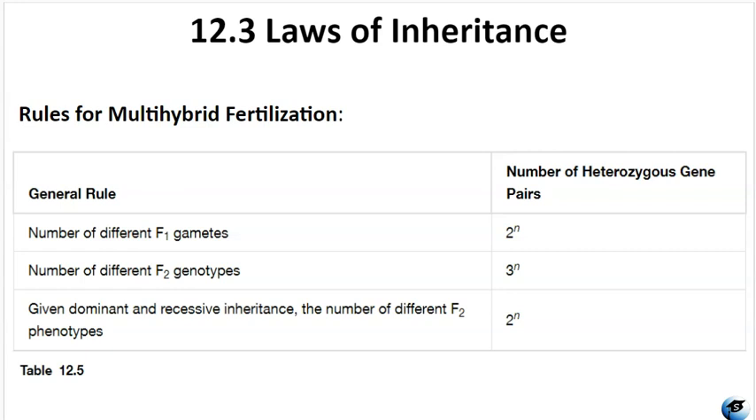Here's a table that can help you when you're looking at things that have more than 2 crosses. These are the methods and rules that help us to predict the genotypes and phenotypes of offspring in a multi-hybrid cross and follow the principles of independent assortment and dominant-recessive patterns. So this is a good framework here for genetics calculations. You have the number of F1 gametes, the number of different F2 genotypes, given dominant and recessive inheritance, the number of different F2 phenotypes, and then here are the number of heterozygous gene pairs.